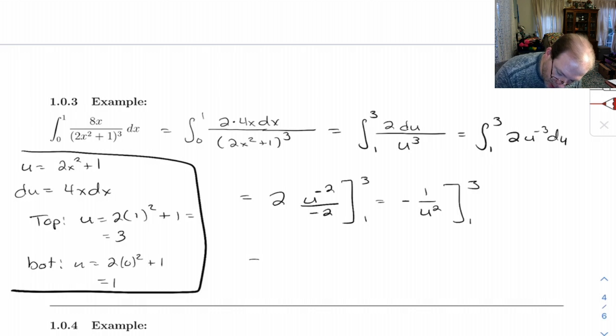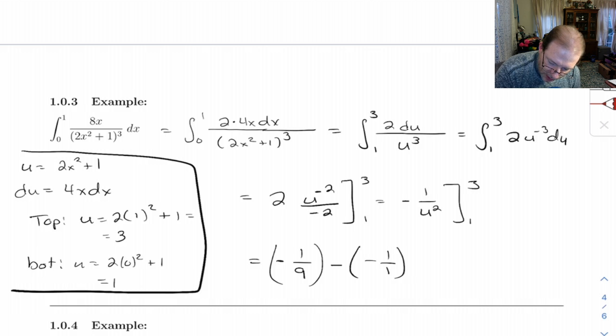All right, so plug in my endpoints. I get minus 1 over 3 squared minus minus 1 over 1 squared. So that's minus a ninth, and then plus 1 gives me 8 over 9.